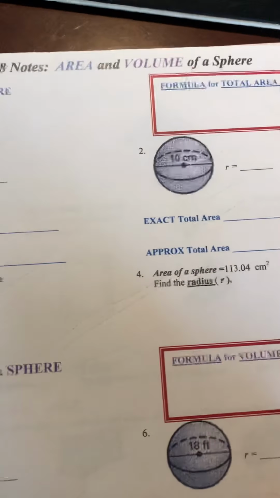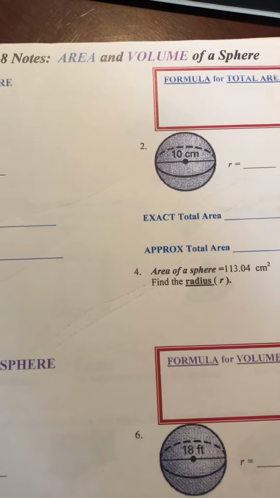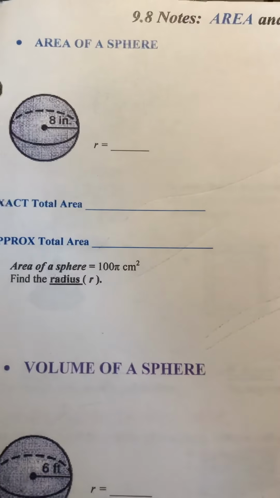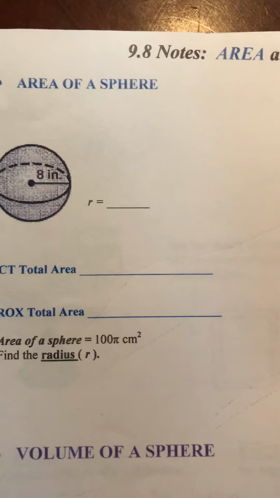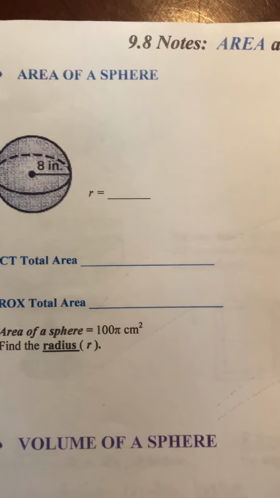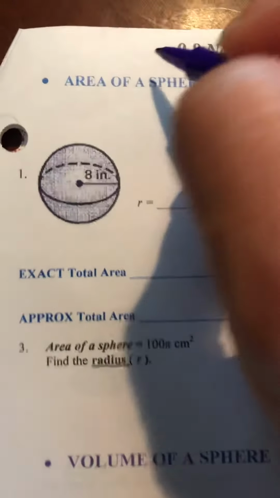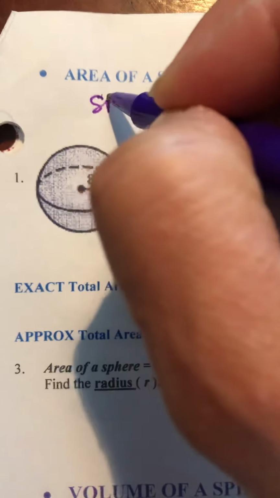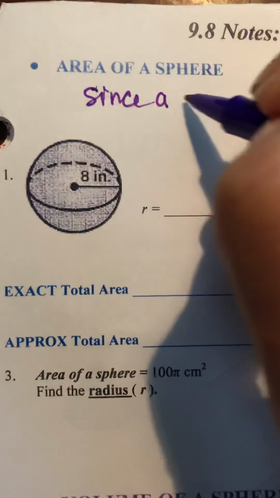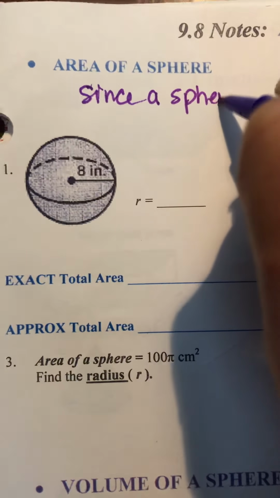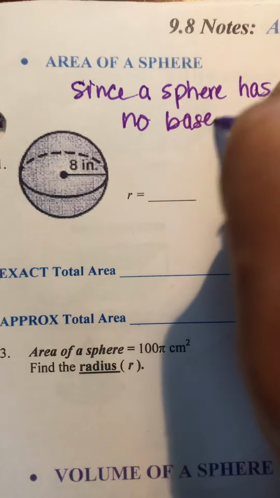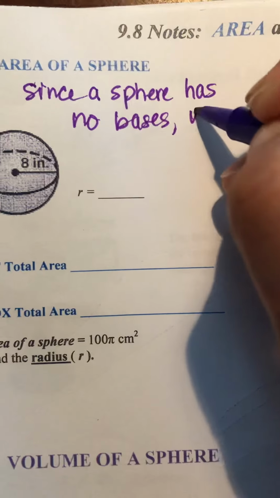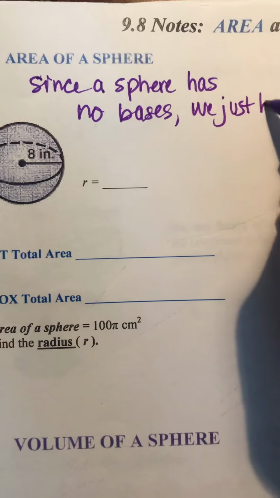All right, so here we are on our last shape, a sphere. And we're going to do the area of a sphere and the volume of a sphere. The nice thing about area of a sphere is there's no lateral area versus total area, there's just area. Since a sphere has no bases, it doesn't have a top and bottom, we just have area.